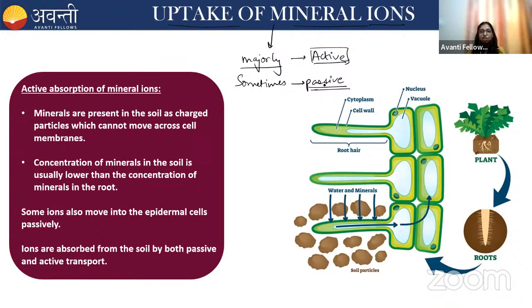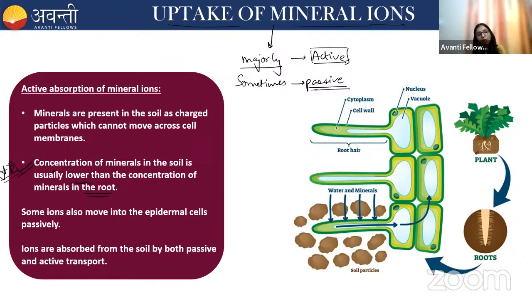But the concentration of minerals in the cytoplasm of the root is more than in the soil. So the soil has a low concentration of minerals, and the root cytoplasm has a high concentration of minerals. So the absorption of minerals is taking place from low concentration to high concentration. That is against the gradient. So we require energy. That is why it is an active process. Remember this point.